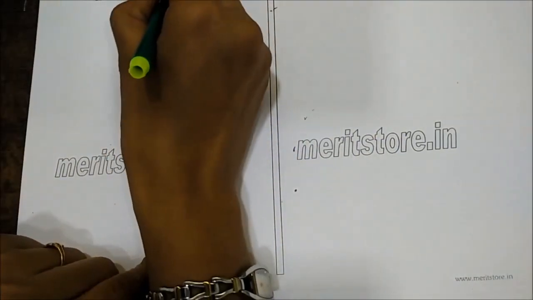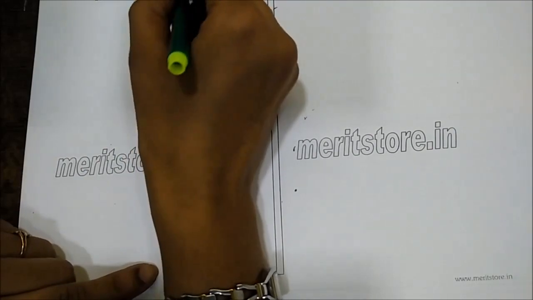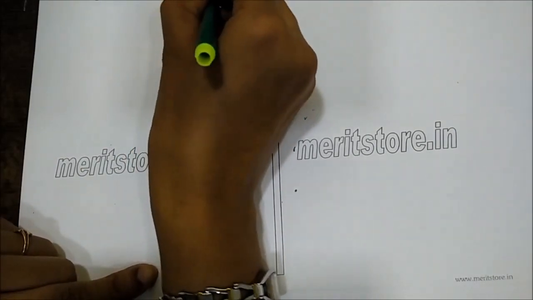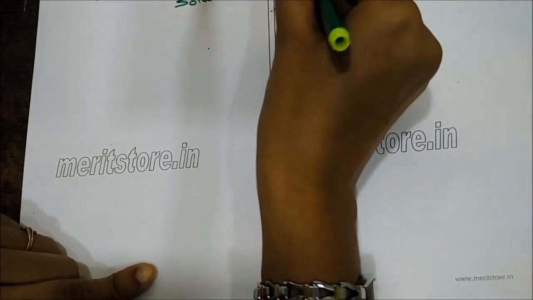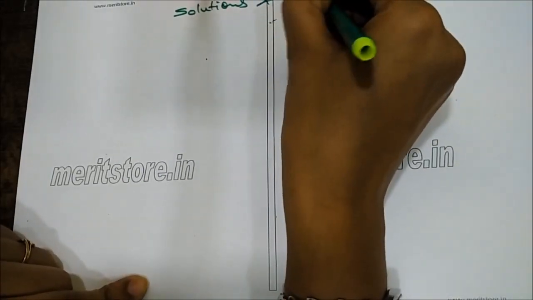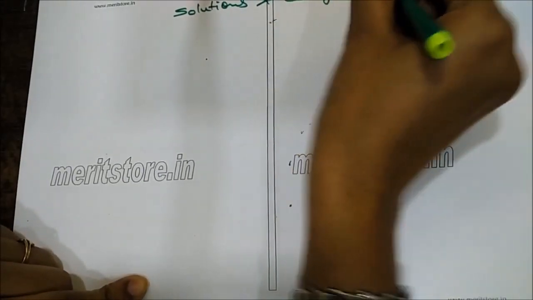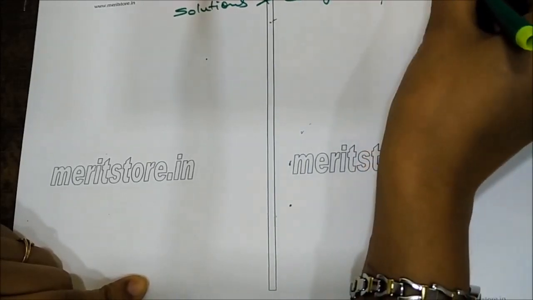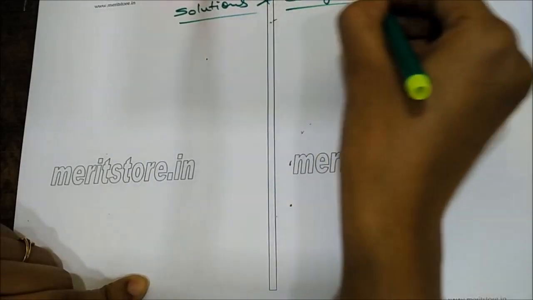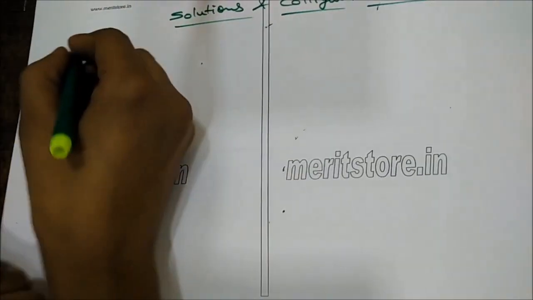Next chapter is solutions and colligative properties. Now, what is solution?